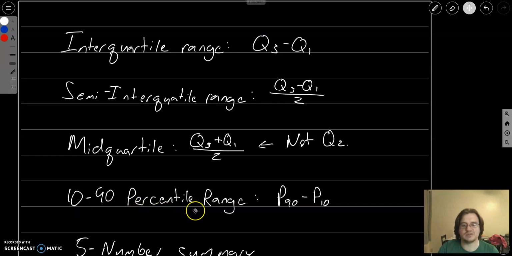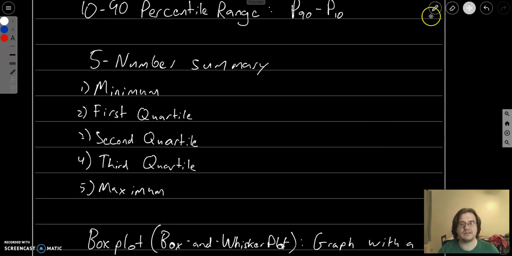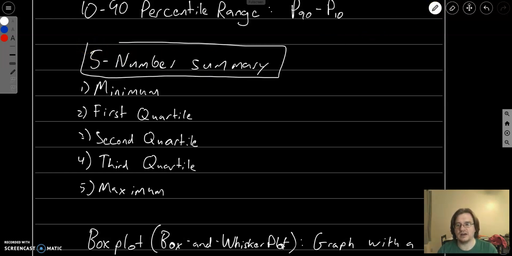The 10-90 percentile range is just the distance from P90, the 90th percentile, to P10, the 10th percentile. So this is just another example of giving it a notion of some distance in there. The 5-number summary is just a very quick summary of the data. It gives a little bit of notion about the spread of the data.